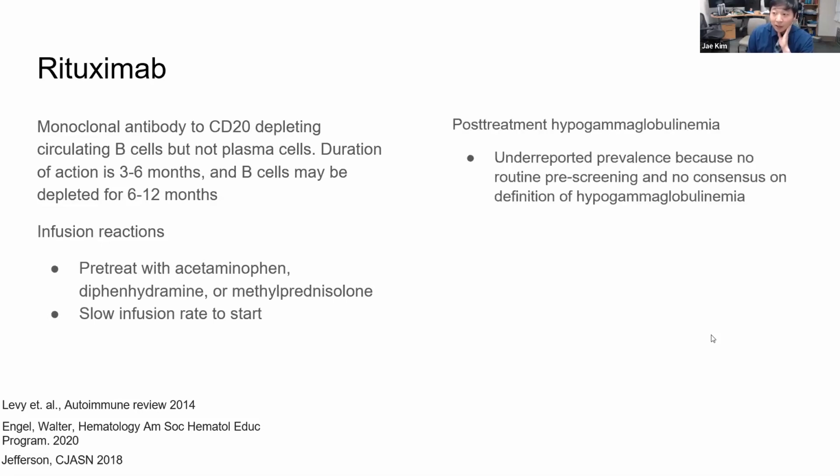Post-treatment hypogammaglobulinemia is thought to be underreported because there's no routine pre-screening and no consensus on defining the cutoff for hypogammaglobulinemia. The prevalence seemed to be variable, 6 to 32% depending on the reviews.